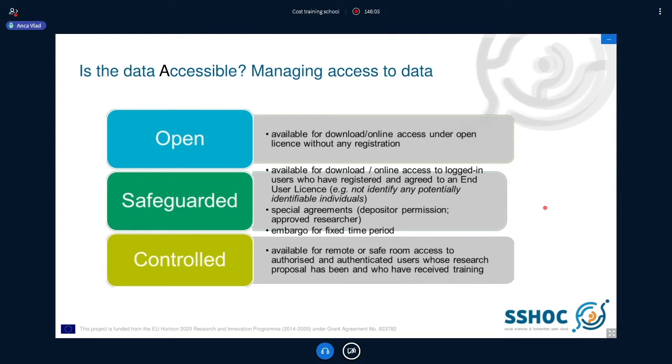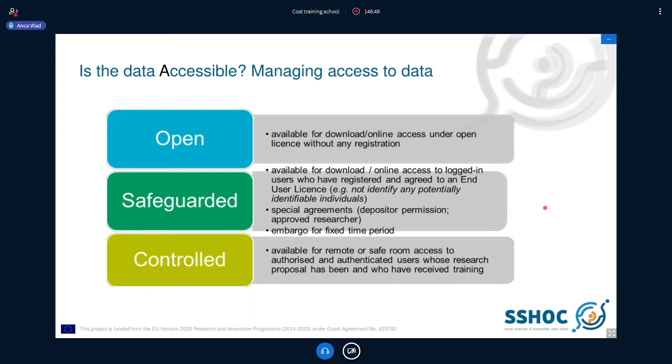The second category is safeguarded, and there are different versions of this option depending on the data in question. Normally safeguarded data can only be accessed by registered users who signed an end user license. This end user license will be specific to every archive or repository. Depending on the particularities of the data deposited, it might be that special conditions need to be met on top of this registration, such as obtaining permission from the depositor, for example, and embargoes can also be applied for limited periods of time to allow researchers to publish their findings.